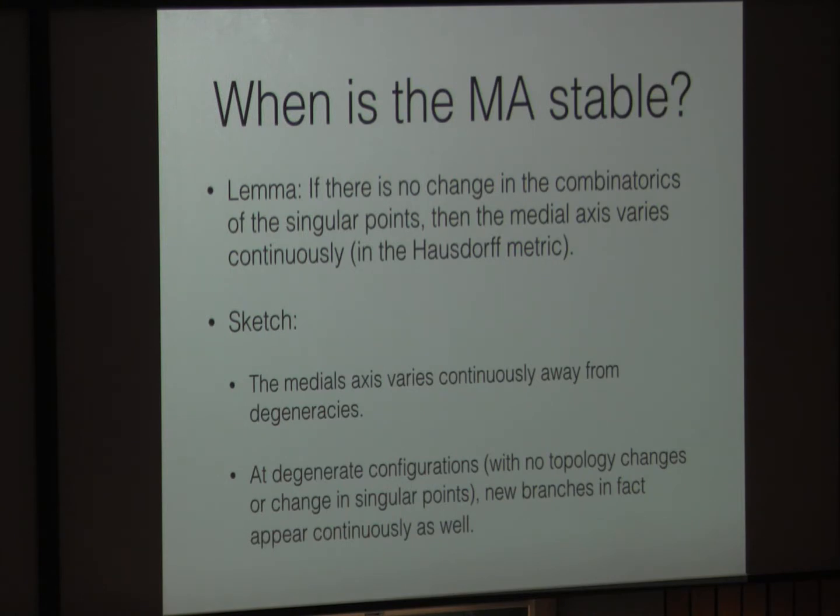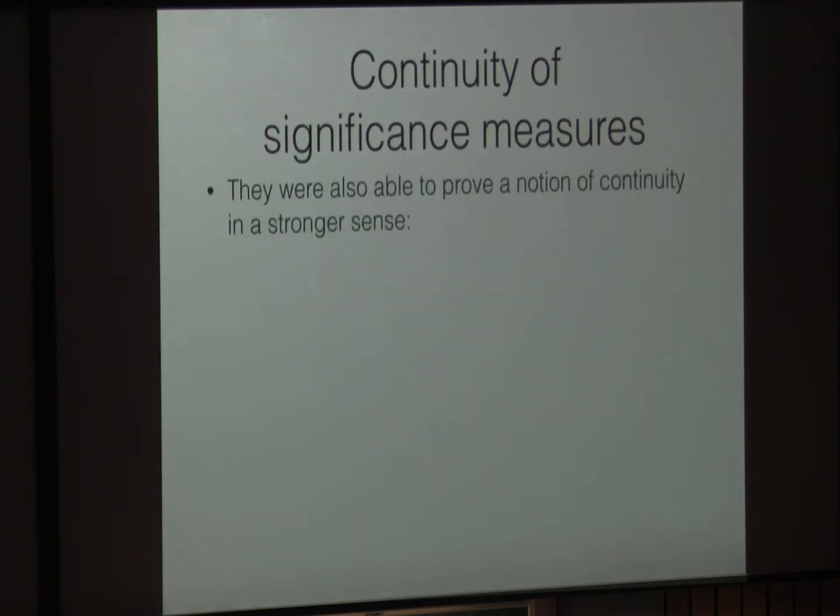And the picture, the medial axis away from degeneracies is continuous, and at degenerate configurations, new branches in fact grow continuously. So the picture to think about is this one. Here's proof by one picture, and there's much more case analysis in the paper. But you can see, as this changes, what's happening. This is gradually shrinking to nothing and then growing out the other way. So it's somehow still pretty continuous. So this lemma, in a sense, characterizes when deformations are continuous, but it's useful in the next piece here.